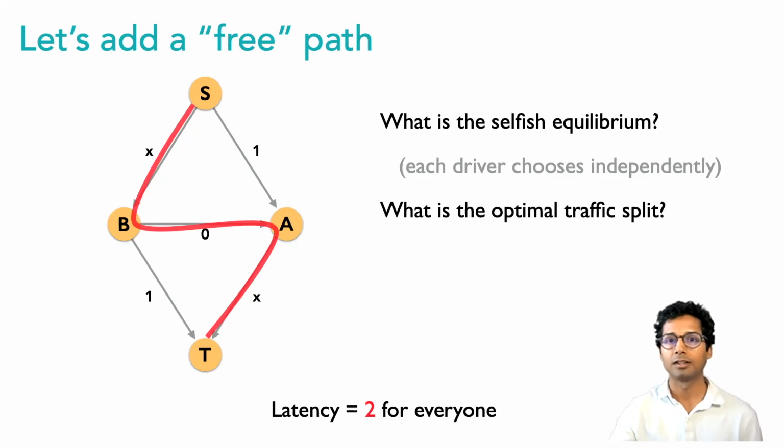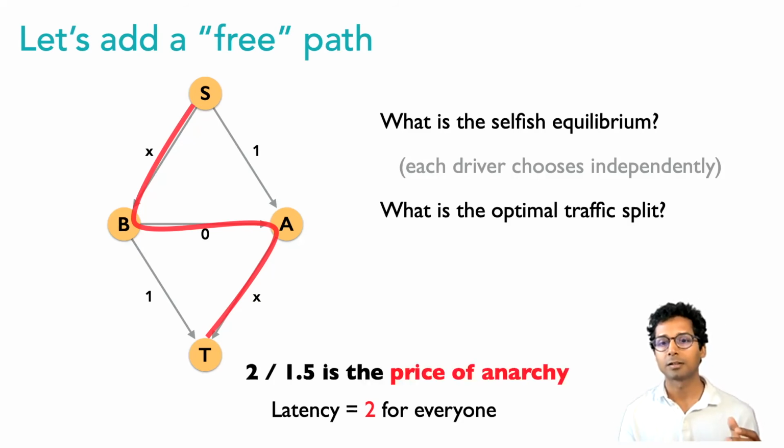This distinction between the two settings here is called the price of anarchy, the cost of making uncoordinated, selfish decisions, measured as the ratio of the network's optimal operation here, 1.5, versus the network's actual operation under selfish decisions, which is 2 units of latency. So 2 divided by 1.5 is the price of anarchy here.